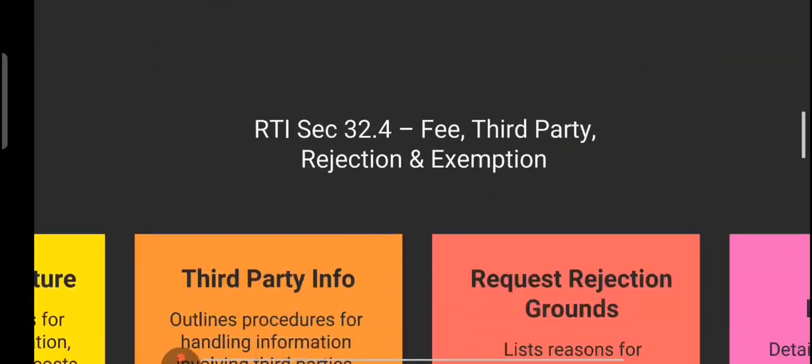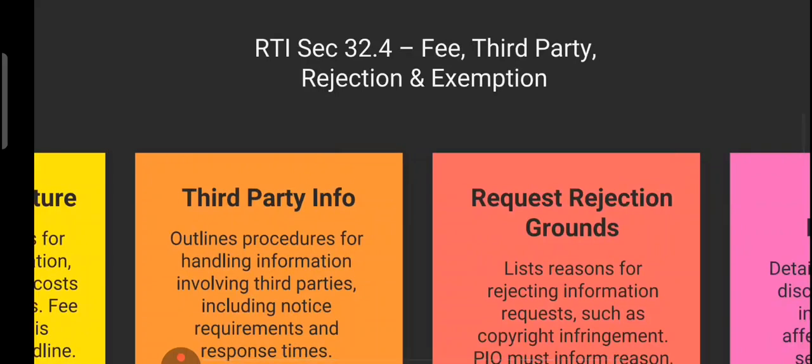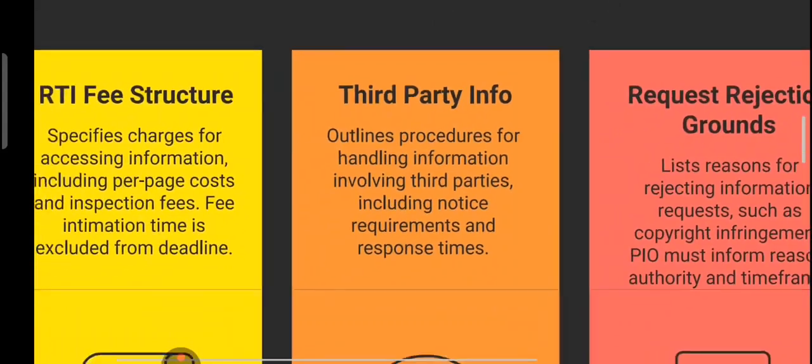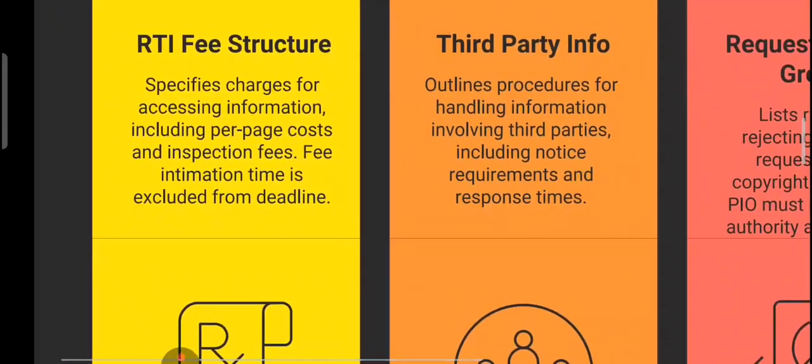Now have a look at this. That is called RTI section 7(4): fees, third party, rejection and exemptions. Very important point. So when you file an RTI application, there are a few key things that you need to know. First of all, RTI fee structure. I think you know it. You may need to pay a small fee like per page printing or inspection cost, but don't worry, the time it takes to tell you about the fee is not counted in the reply deadline.